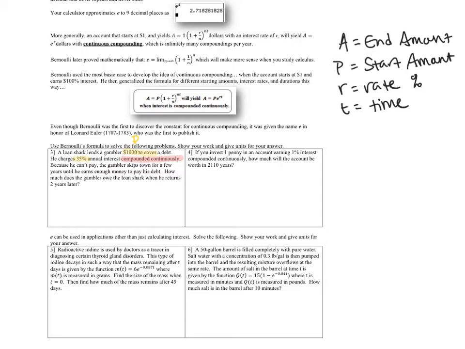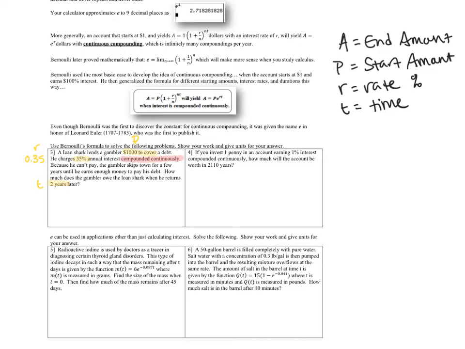And that 35%, I highlighted that because that is our rate. If we were going to change that into a decimal, I'm going to write this over here, that's going to be 0.35. So that's going to be our rate we're going to use. Let's go back here. Because he can't pay, the gambler skips town for a few years until he earns enough money to pay his debt. How much does the gambler owe the loan shark when he returns 2 years later? I'm going to highlight that 2 years later, because that's going to be our time. So this is our t, and again, this was our r. So we have everything we need.